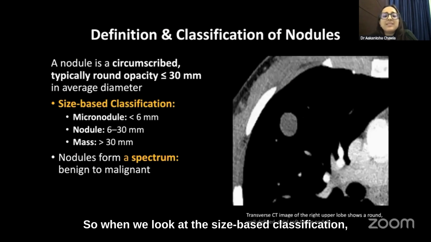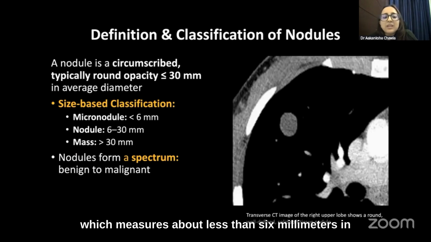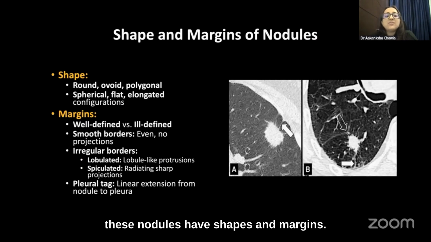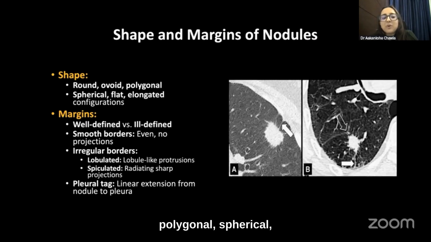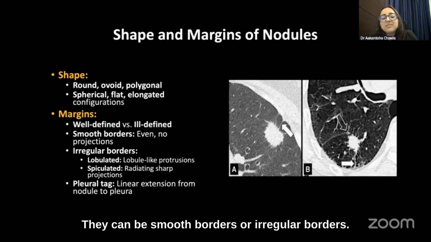So when we look at the size-based classification, we know what is a nodule and a mass. There's something known as a micronodule, which measures less than 6 millimeters in dimension. Now, these nodules have shapes and margins. Shapes can vary from round to ovoid, polygonal, spherical, flat, elongated configurations. Margins can be well defined or ill defined, smooth borders or irregular borders.